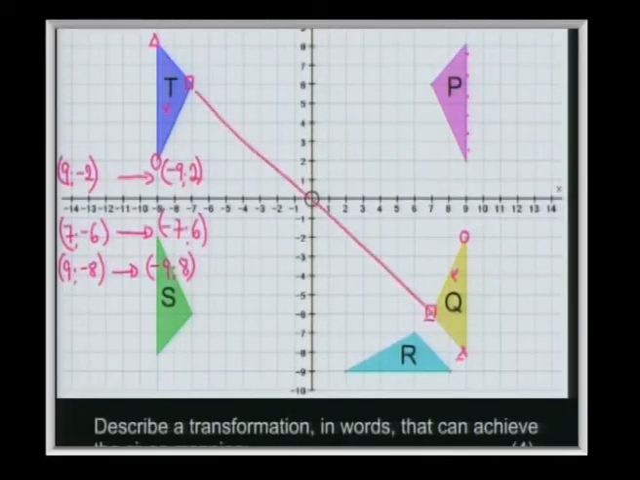Now, is that a reflection around the x-axis? No. Around the y-axis? No. Could it be around the line y equals x? You might ask. Well, has the x become the y and the y become the x? No. So what is our only other option? Yes, you're absolutely correct. It's a rotation of 180 degrees.